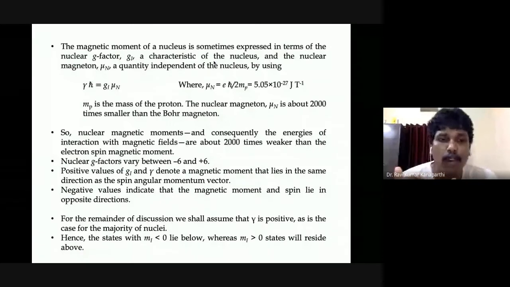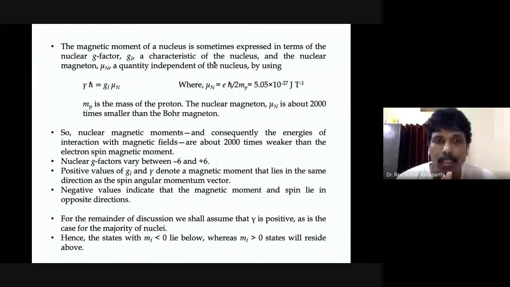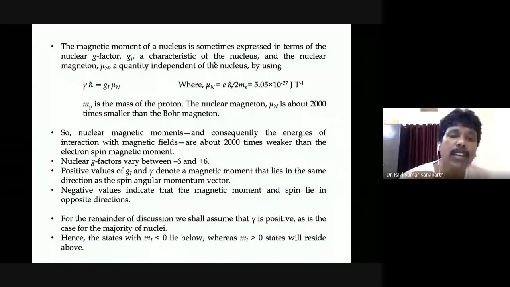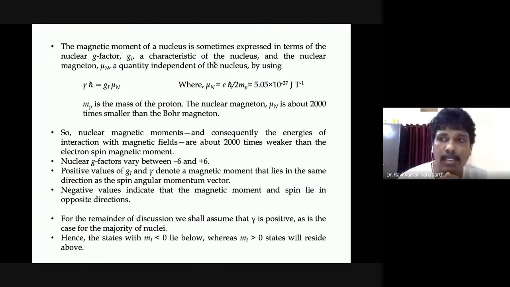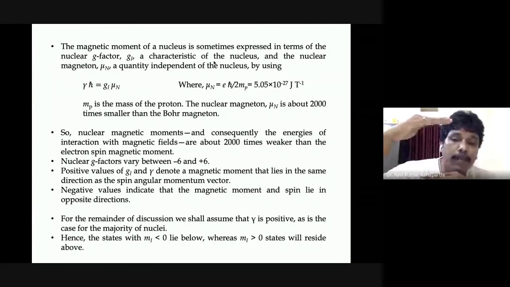If gamma is positive or if gamma is negative, accordingly you can have different energy levels. Gamma is positive for most nuclei, but it can also be negative. In such a case, the energy level orientation will be different. If it is positive, then the negative energy state will be down, whereas the positive energy state will be on the higher side.